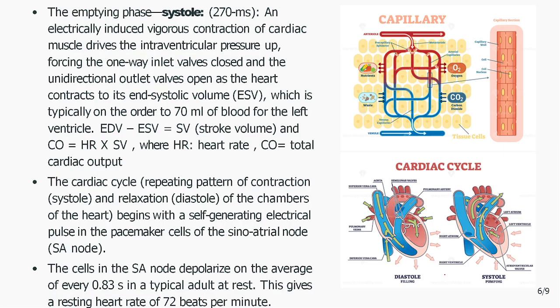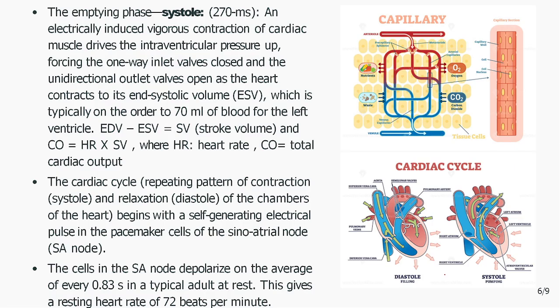Then the emptying phase. As we have already discussed, diastole, or the filling phase, takes 480 milliseconds, and the emptying phase takes 270 milliseconds. We call that systole, an electrically induced vigorous contraction. Electrically induced means one action potential is generated that will trigger the pumping action.